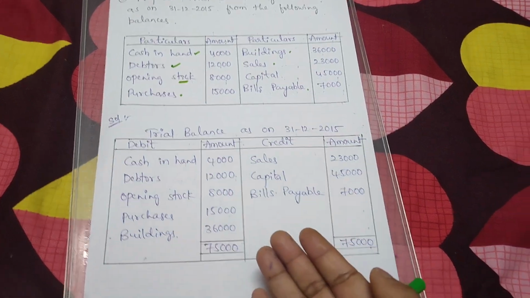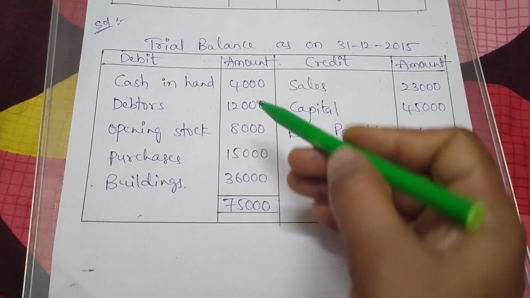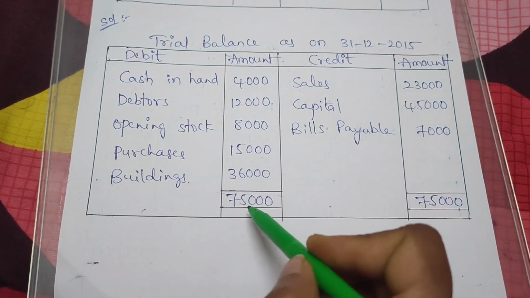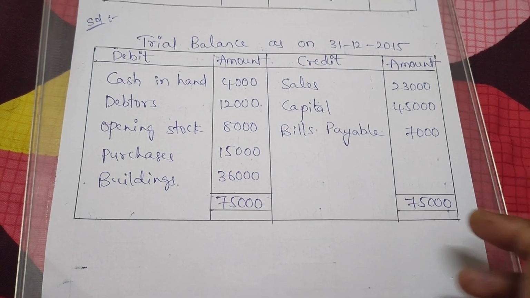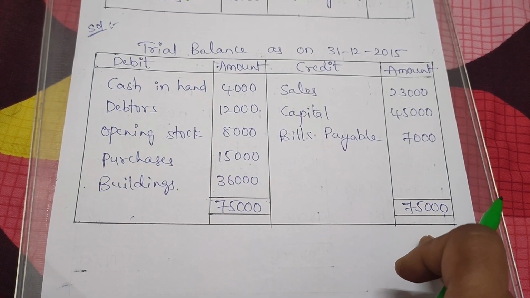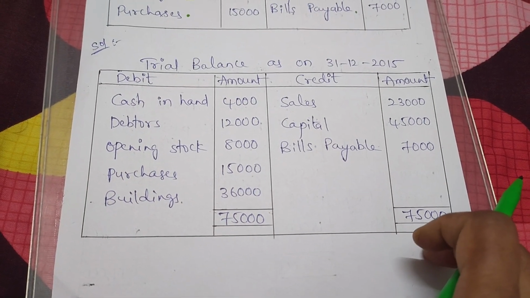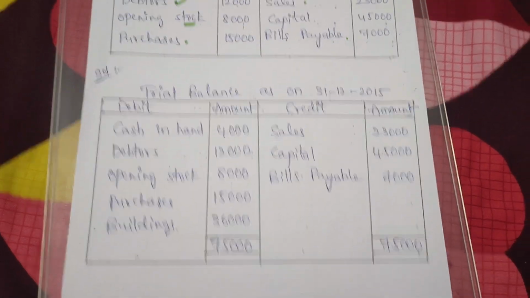Then let us move to the solution and let us do totals here. If I do totals here, I am getting the debit total as 75,000 and the credit side also 75,000. Both the sides' totals are same. Okay. So hope this is clear for everyone, and I'll show the solution as well as the question once.